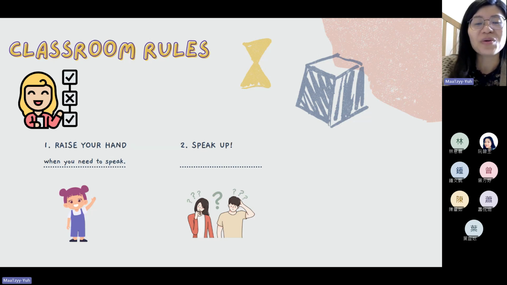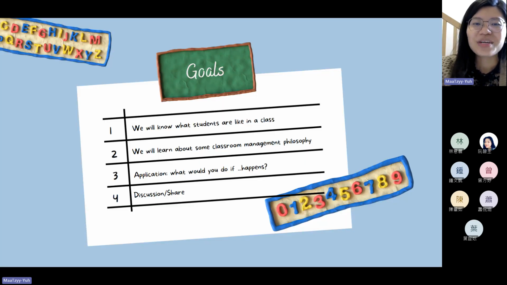I think that would really help you to clarify this classroom management thing, and also you can know what other people are thinking. So these are the two classroom rules we have for today. And there are four different goals. Number one, we will know what students are like in a class. Number two, we will learn about some classroom management philosophy.